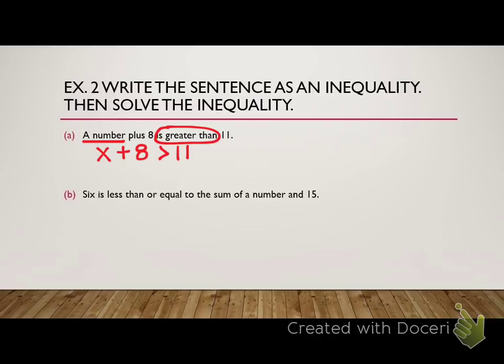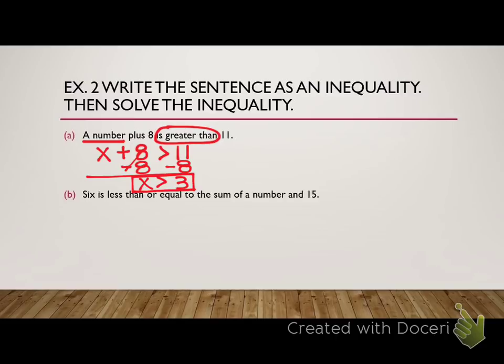We want to get x by itself, so we are going to move the 8 by subtracting it from both sides. So x is greater than 11 minus 8 is 3. And again, doesn't ask us to graph, so we're done. I want you to take a minute and I want you to see if you can figure out letter B.